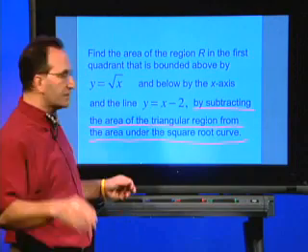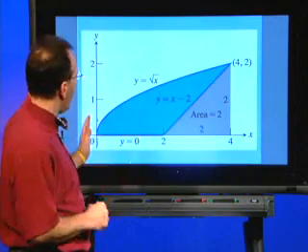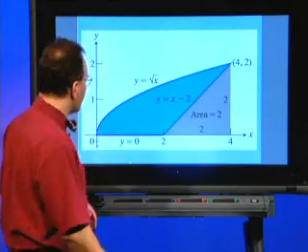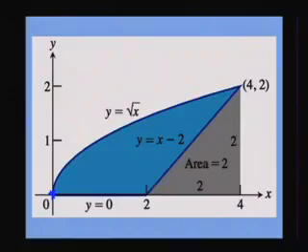Let's take a look at this picture and see how that is going to be set up. So what we have is the area of the square root of x starting at 0 and going all the way to 4. So really it includes this entire region.